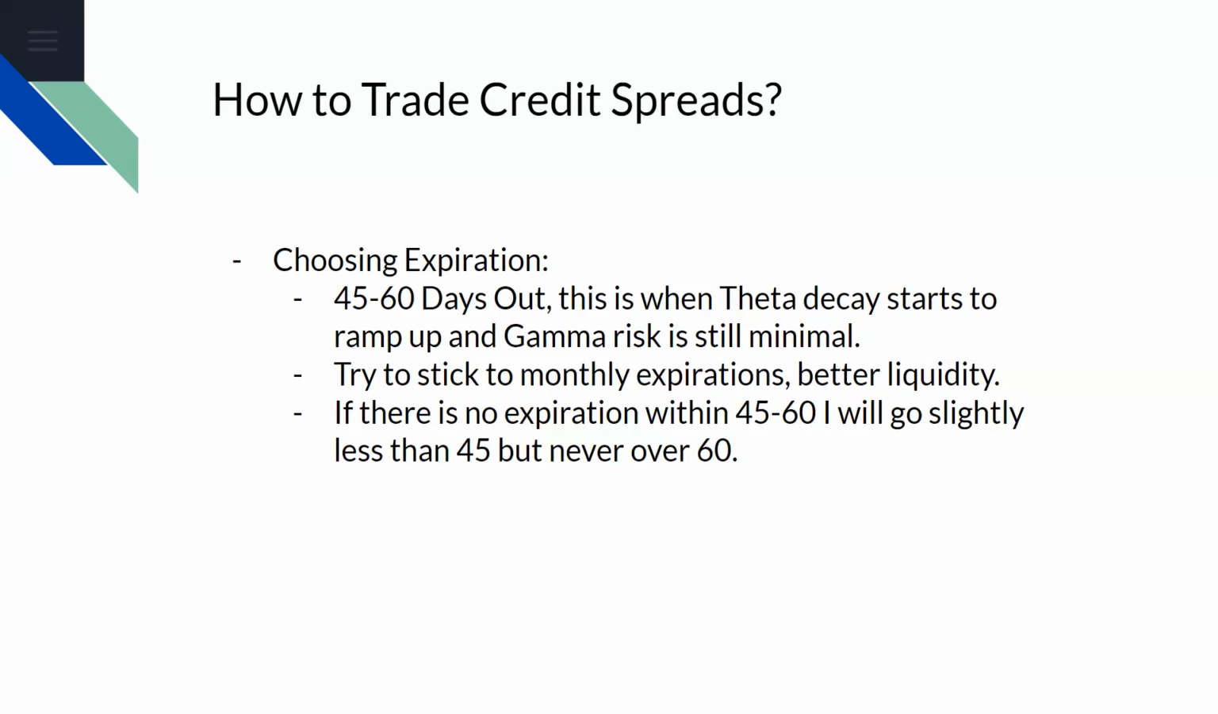Then when looking at an options chain, if there is no expiration between 45 and 60 days, I will go slightly less than 45 days. So maybe it's 40 days, 38 days. I will go there, but I will never go over 60 because that is taking the trade out way too long, and you're now having way too much time on your hands that you're not going to be taking advantage of theta.